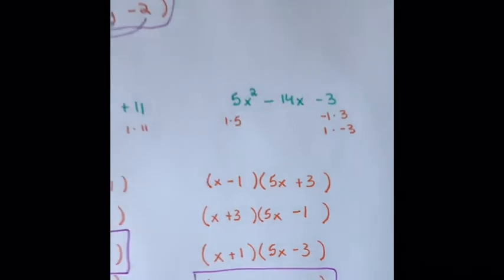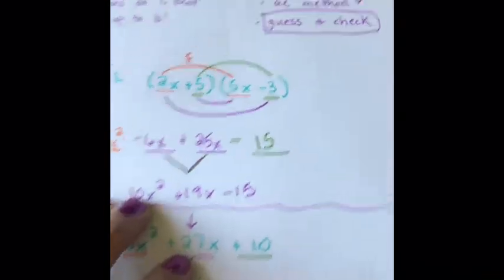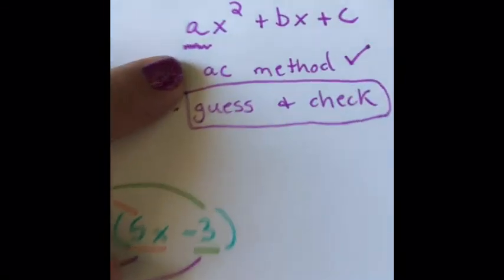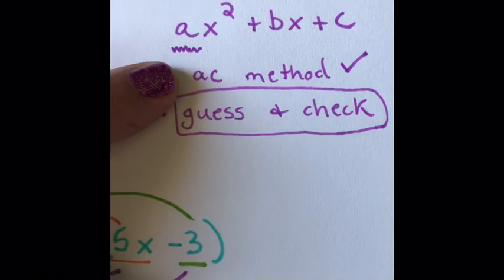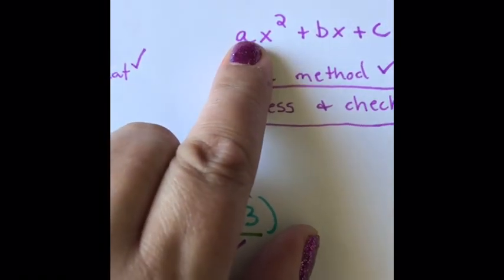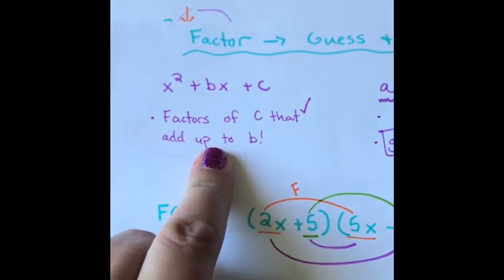So just remember, this is one method, the guess and check method. If you can't figure something out with guess and check, you always have the AC method, which is the other video, that step-by-step process. And you only need to do these when you have that number in front of x squared. When you don't have the number in front of x squared, it's just pretty quick. Factors of c to add up to b.